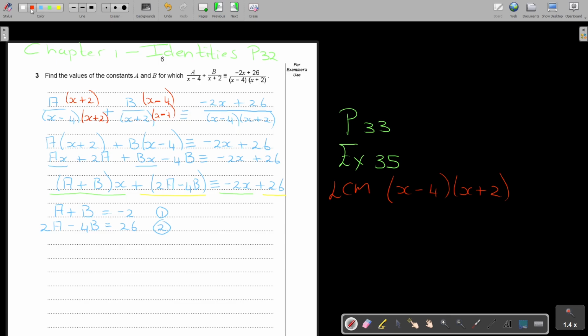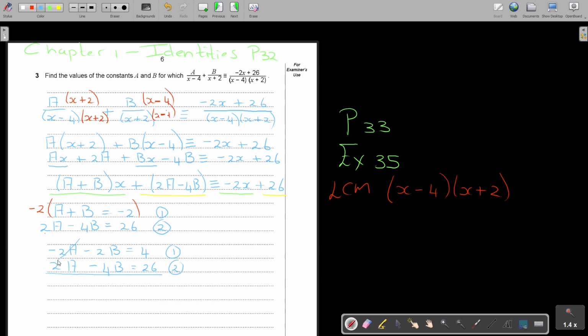Okay, and now I can multiply. Now I like to just rewrite. This is what you can do with a pencil if you want. So I multiply with negative 2 because this is positive 2 and I want to cancel that one. So then I will get negative 2a minus 2b is equal to 4. That's still my equation 1. And then it's 2a minus 4b, and that's 26. And that's my equation 2.